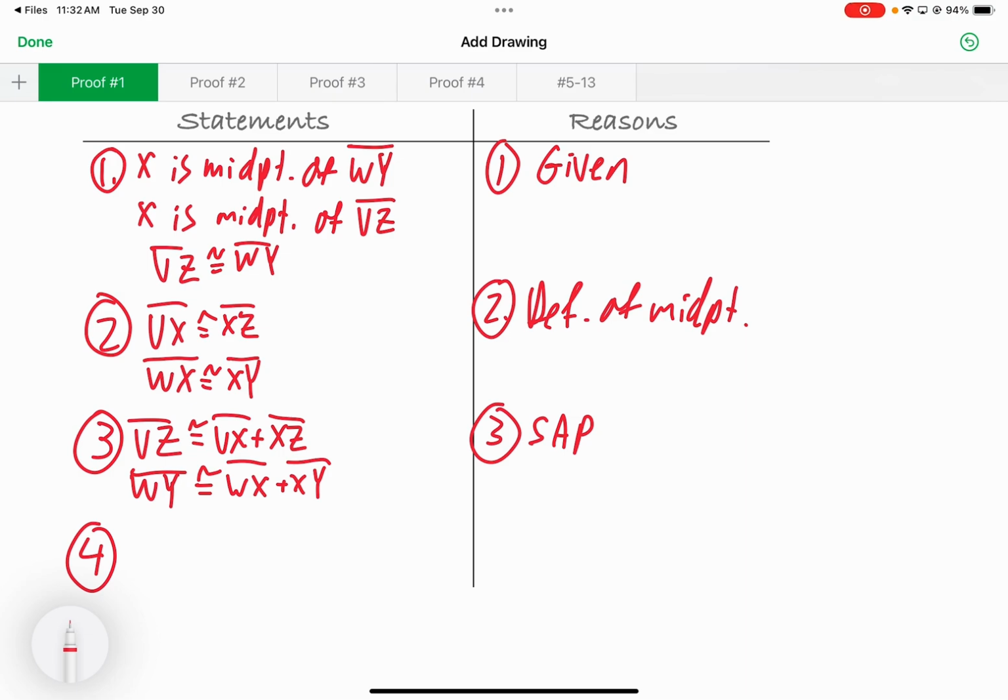Oliver, what were you going to say? Oh wait, you could. Okay, no, he got it. It would be Vx plus xz equals Wx plus xy. Yes. So what Oliver wants to do is he knows that these pieces are equal to each other right here because of that given up there, right? So then I'm going to substitute those pieces in, and I would get Vx plus xz is congruent to Wx plus xy.